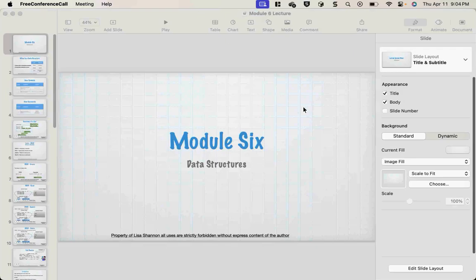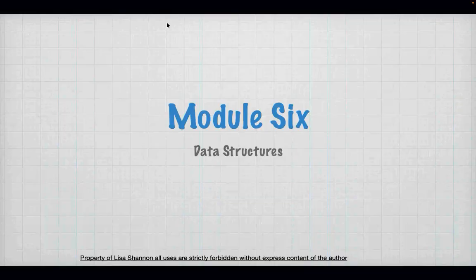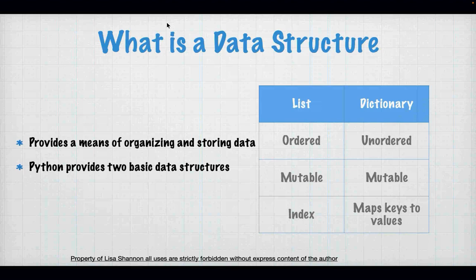And get going. So this week we are talking about data structures and collections. Data structures are just ways to group your data. That's all they are. Okay, there's lots of fancy terminologies. You can create all kinds of data structures that you want. But there are two basic kinds in Python.